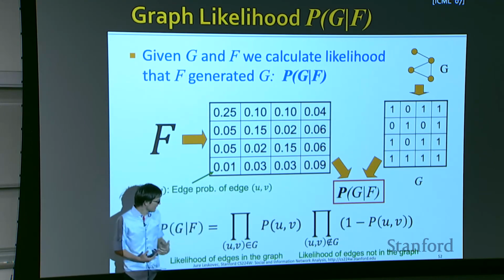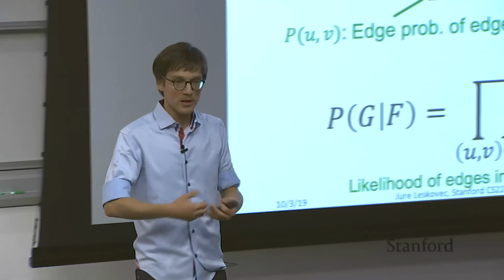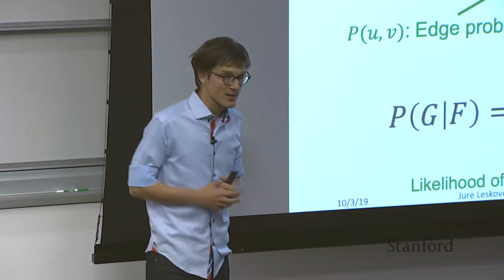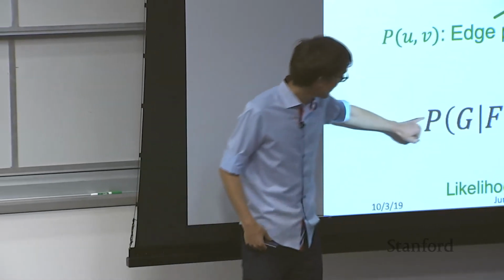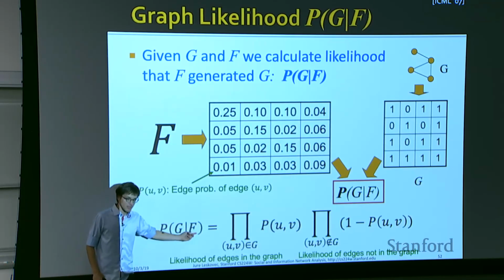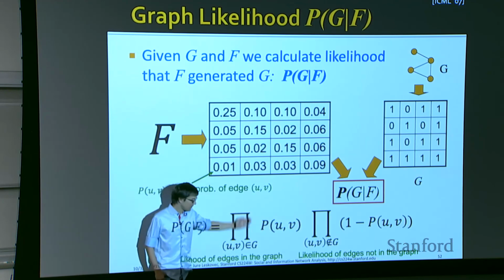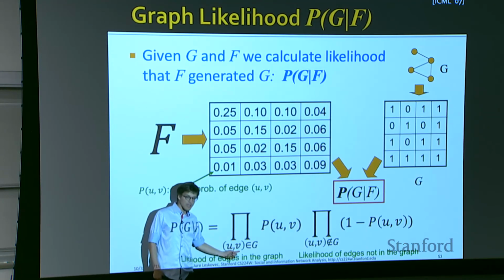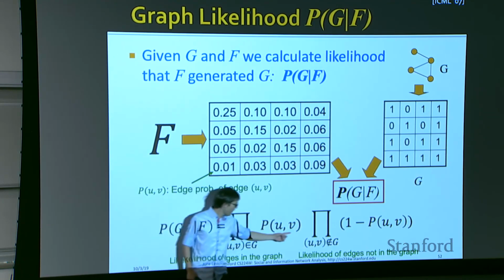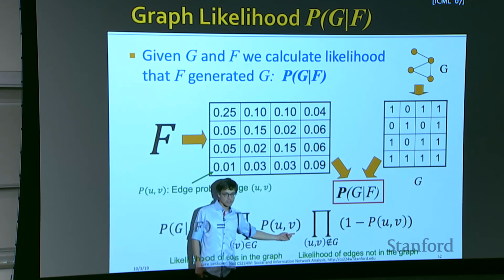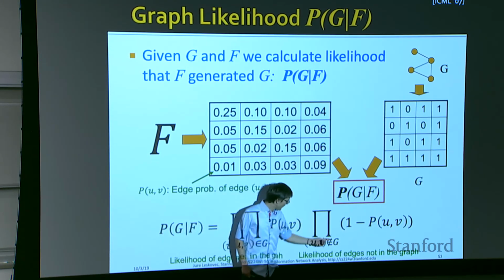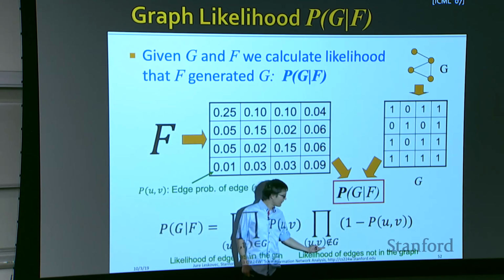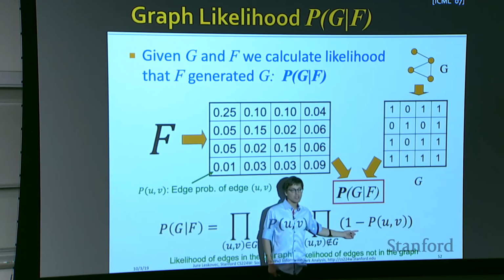And the way we do this is we do it as a sequence of Bernoulli coin flips, where we assume edges are independent of each other. So I say the probability of a graph given my model is the product over all the edges of my graph, the probability that my model generated that edge. And then I go over all the non-edges of the graph, and this is the probability that my model did not generate that edge. Right?